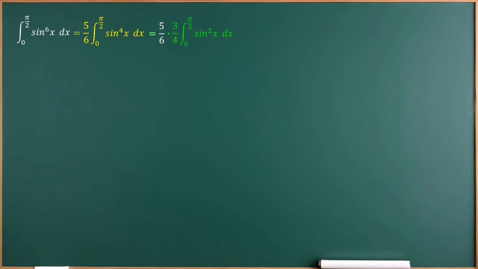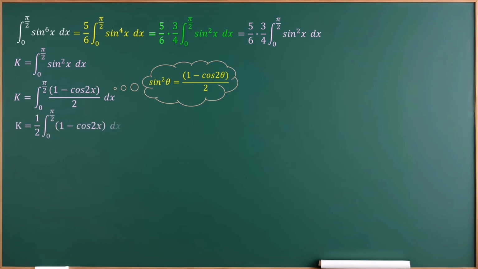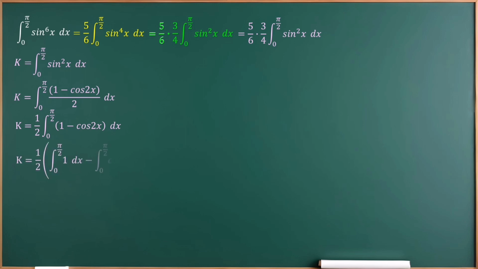Let's take the integral of sin squared x value as capital K. We know sin squared theta value we can write as 1 minus cos 2 theta over 2. Using this equation, we can write sin squared x value as 1 minus cos 2x over 2. Denominator value 2 is a constant. So we can bring 1 over 2 value outside of the integral. After that, we can consider the integral sign separately. First one, integral 1 minus second one, integral cos 2x.